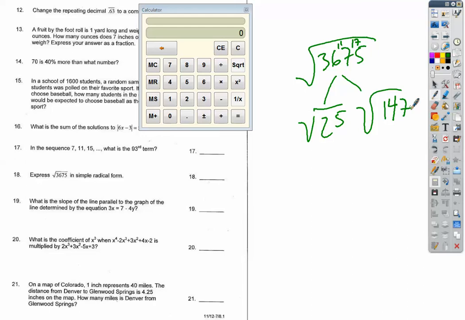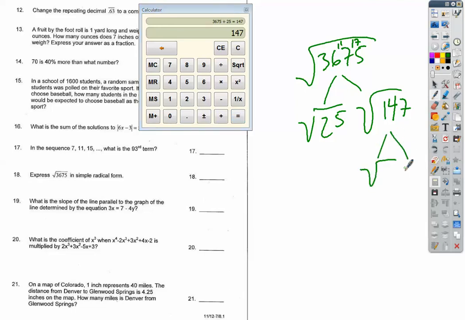Really? Let's double check that. I have the calculator in front of me and I'm not using it. Brilliant. Divided by 25. Oh, I did get it. Okay. So then, I don't think 147 is a perfect square factor. I think 3 goes into it, because that's 12, so it definitely does.